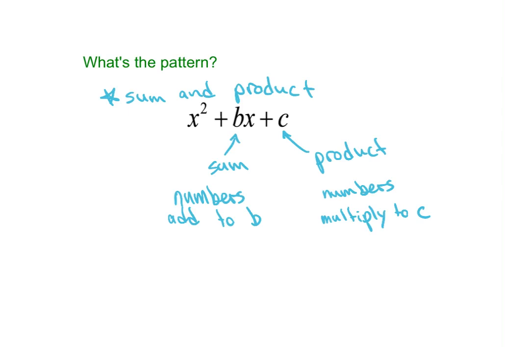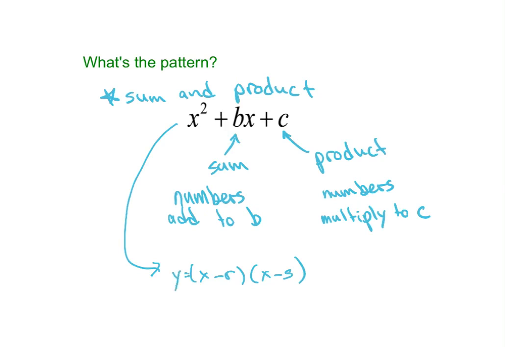Now you may be wondering why this is useful. It's useful because if we know that the numbers add to B but multiply to C, that's going to help us work backwards and figure out what our factored trinomial is. So we should be able to take something like what we have up there and turn it into a factored quadratic, just like this.